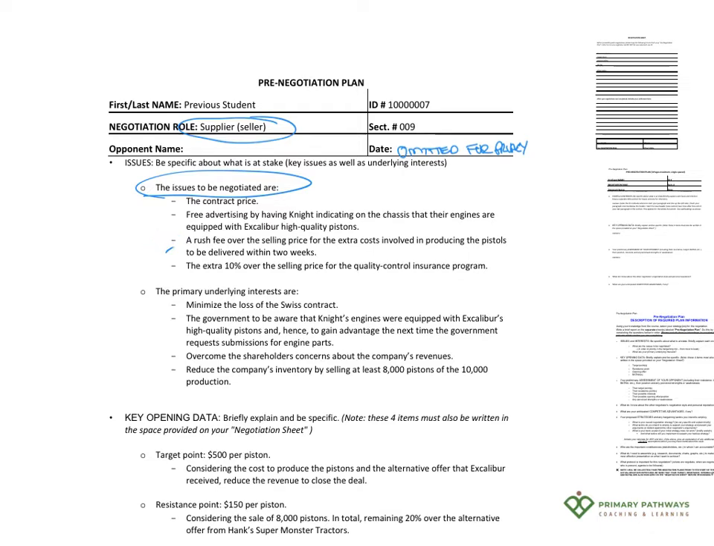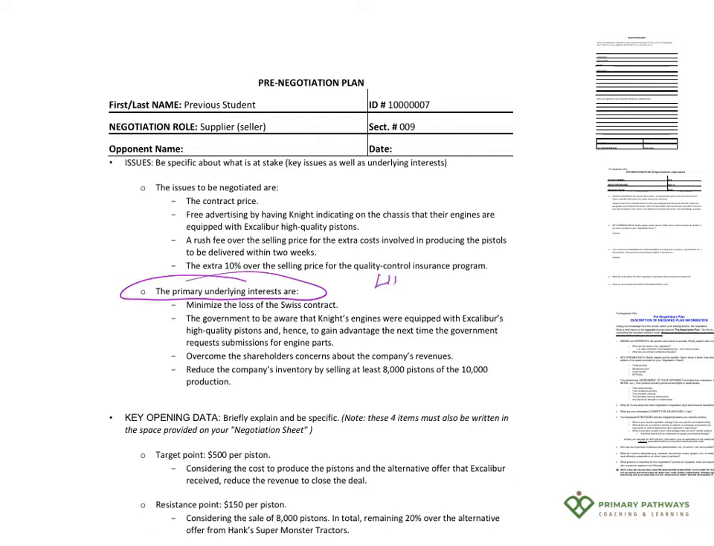Then we get to the last element of that particular case, which was a 10% quality insurance fee. We can see how this student was really clear about each of the issues noted in this section and had good line spacing between that and the primary underlying interest, so everything was really clear and easy to read. Let's now look more closely at what the student put down as the main underlying interests.